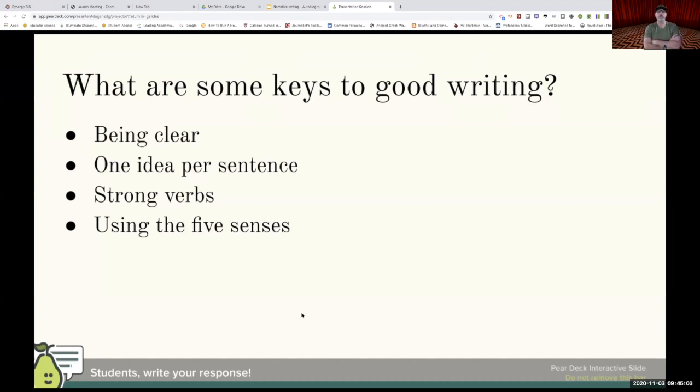Strong verbs. Strong verbs are crucial because writing is two-dimensional. It's you, it's the page, and all of the ideas, all of the things that you're visualizing, you are having to make sense of in your head. Strong verbs are equivalent to creating movement in a story. So when we talk about visualizing what we're reading, strong verbs help you do that. And then, of course, using the five senses as well.